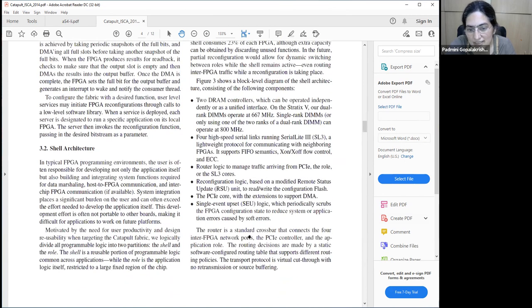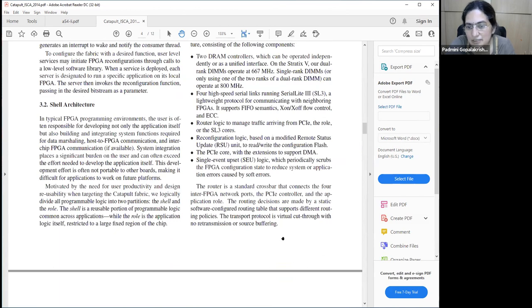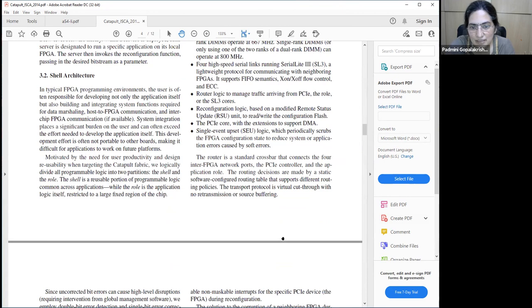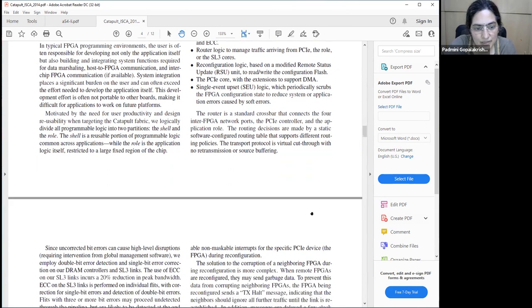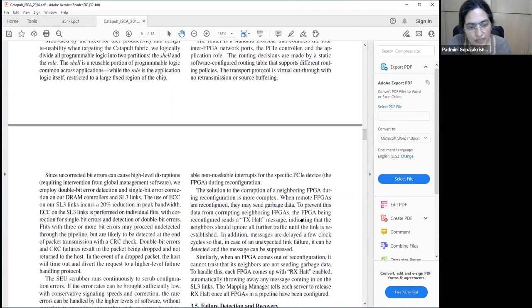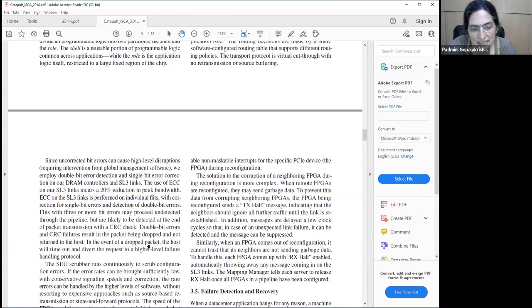Now the router itself is a standard crossbar. It connects 4 FPGAs together, the PCIe controller and the application. Okay. And then what they have is, how do you decide how to route? They actually have a software stack on top. So they have a software controlled routing table that supports different routing policies. So these can be configured. Okay. So we'll come back to the error controlling later.